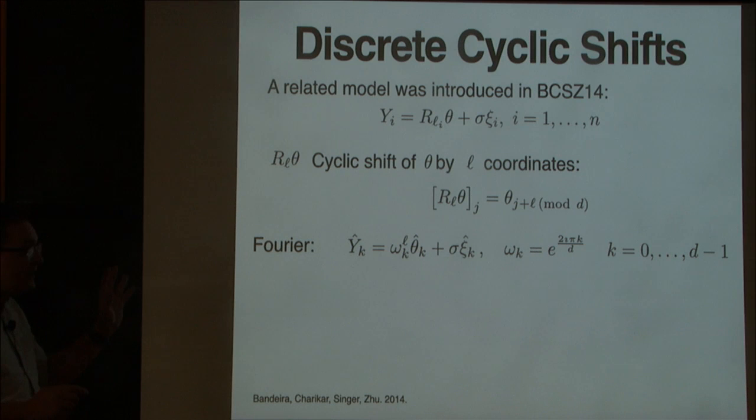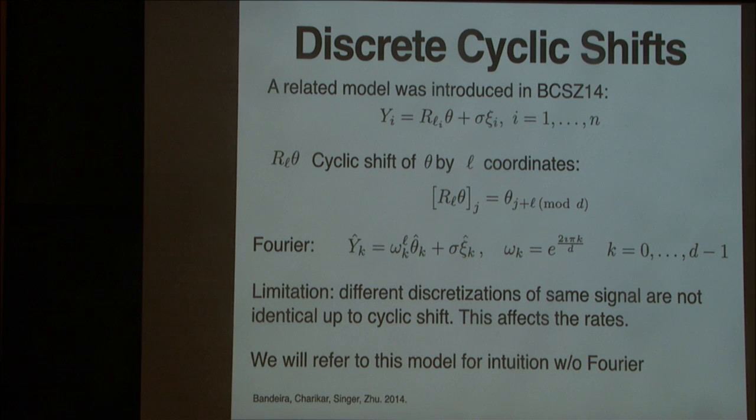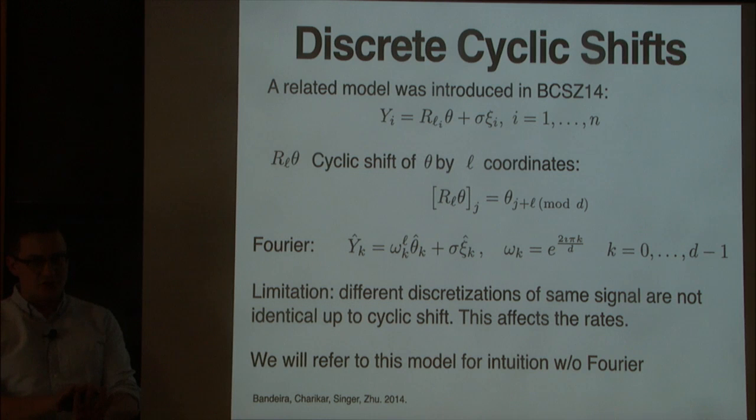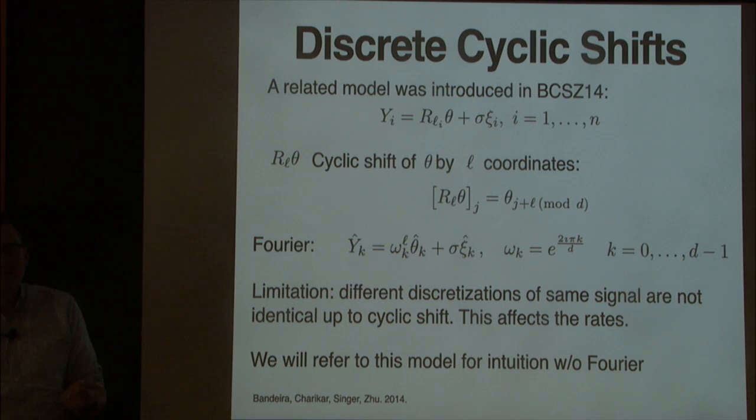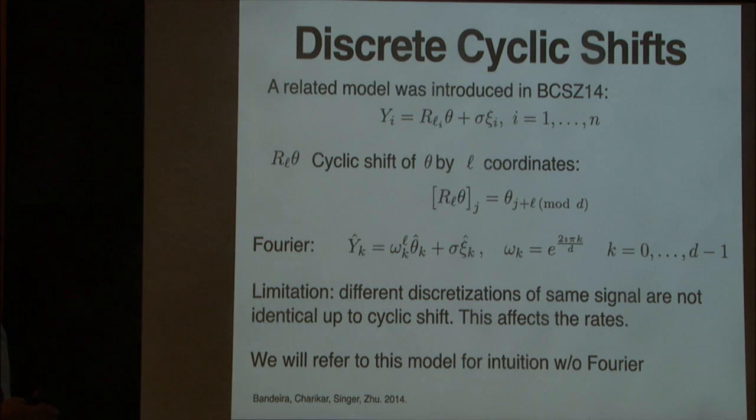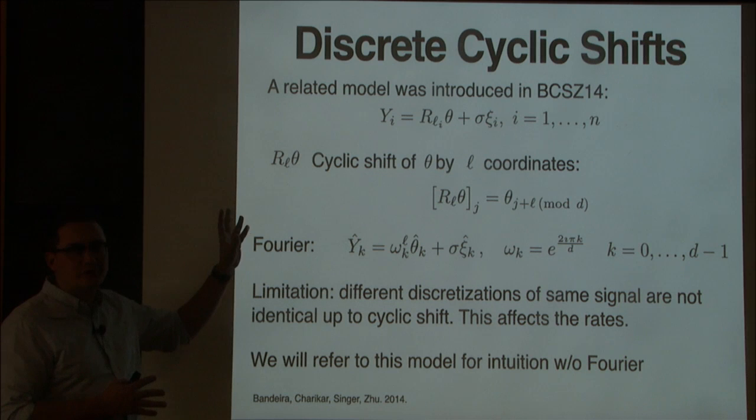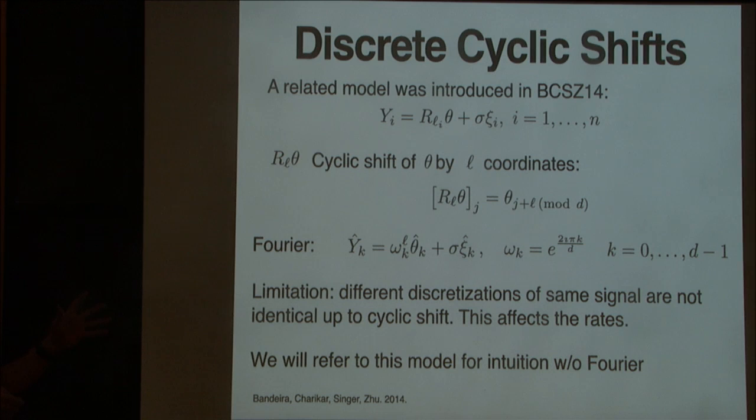That was the original model that we set out to study. And very quickly, we noticed that this suffers from several limitations when you're trying to study the statistical properties, which is that different discretizations of the same signal, I could just pick the same signal and discretize it by just tiny shifts, and they would be very far in this rho distance that I'm actually looking at. And that did not seem right. Of course, as usual, going to the continuum smooths things out quite a bit. So all the results I will be presenting pertain to this phase shift model, the continuous version. But for intuition, I will refer to this discrete shift model, just so that we see what's happening, because I have very little intuition in the Fourier domain. It's more analytical.